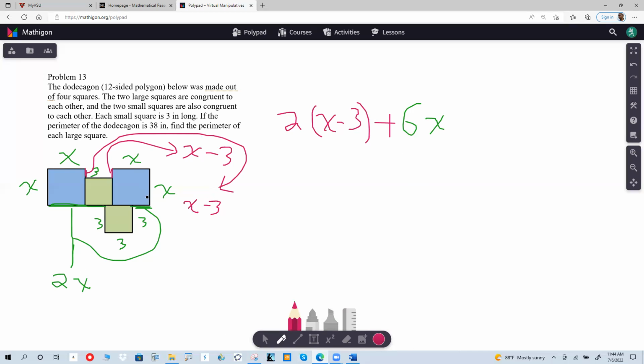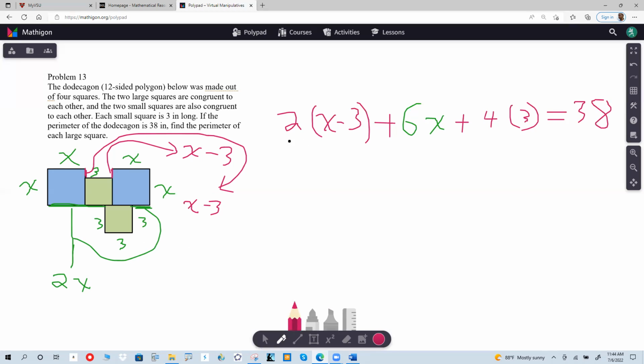How many 3's do I have here? 1 here and 3 here. That's 3 times 4, 12. 4 3's. I'm going to write 4 times 3. I have accounted for all the edges. And that should be your 38. That accounts for all the perimeter. That should be your 38.